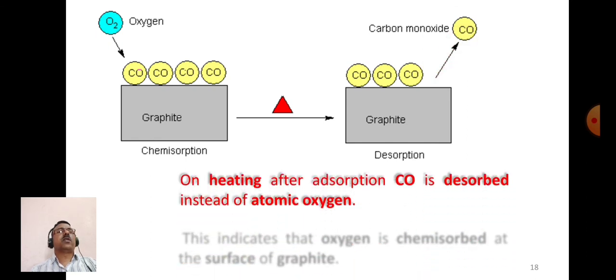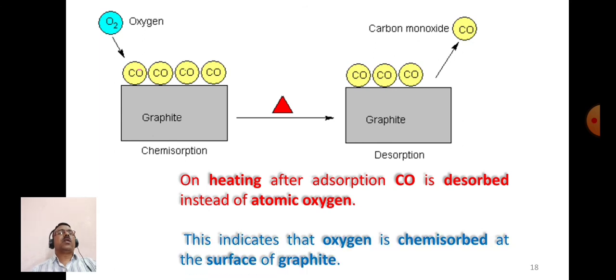So we can say that on heating after adsorption, carbon monoxide is desorbed instead of atomic oxygen. So this indicates that oxygen is chemisorbed at the surface of graphite. So it is an irreversible process. Means oxygen is not desorbed. Carbon monoxide is desorbed here.